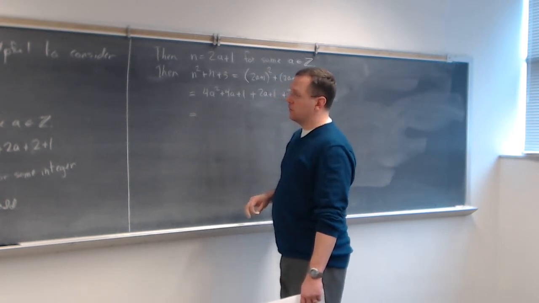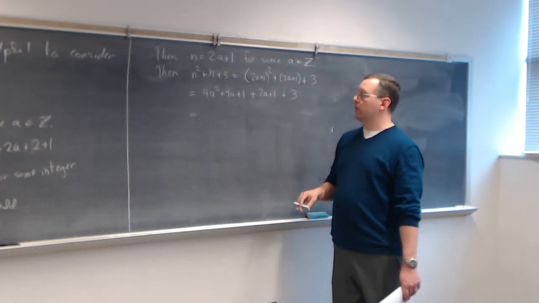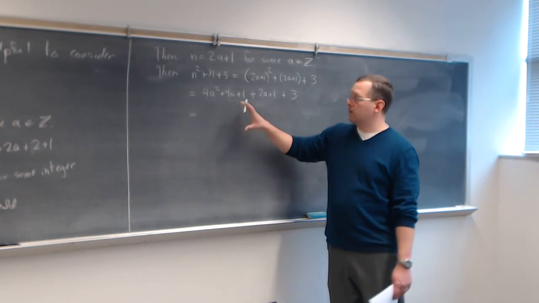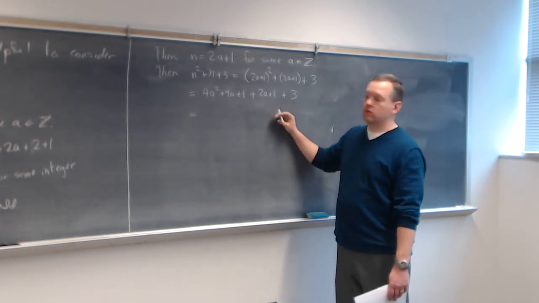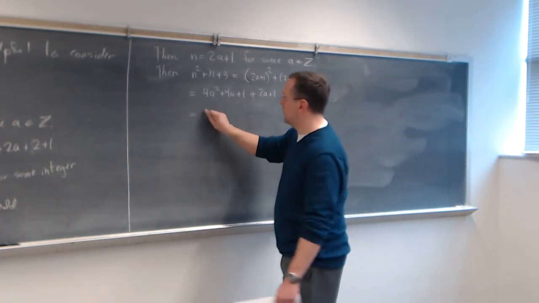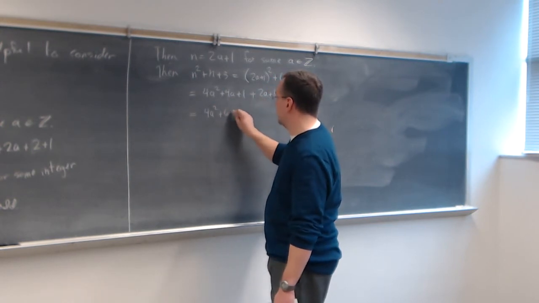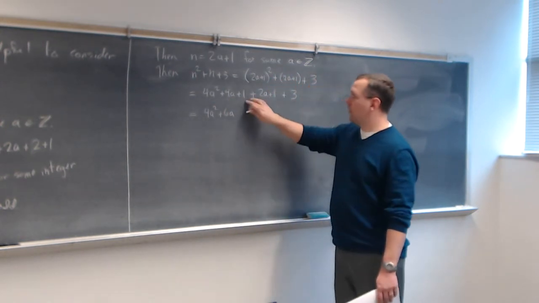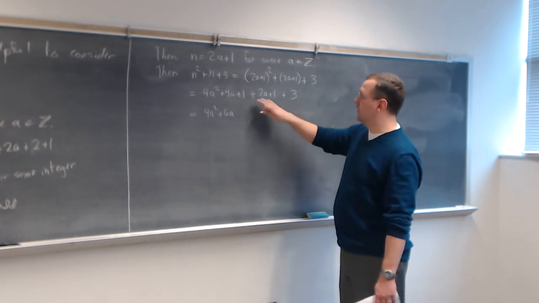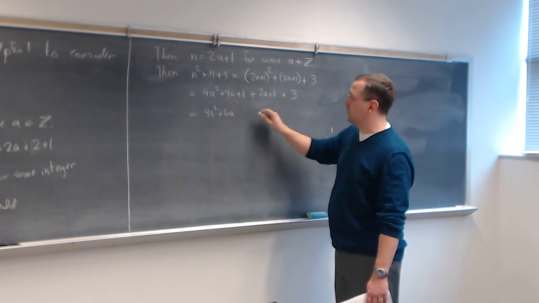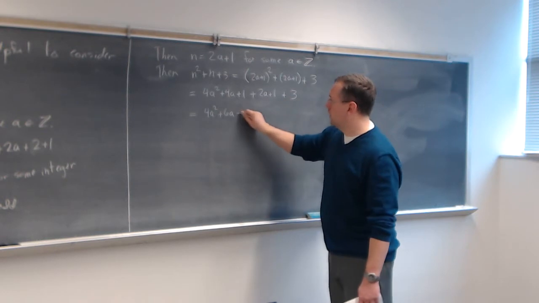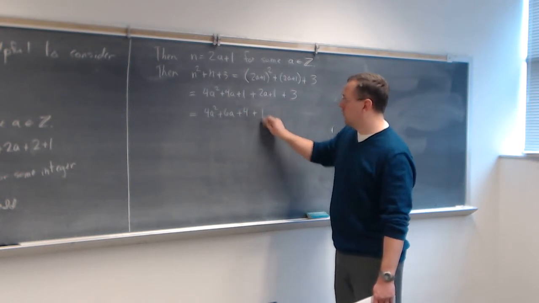Where are we going, right? We're still trying to show this is an odd number, so we still have to get it looking like 2 times an integer plus 1. So I'm going to combine some like terms here. I have a 4a, I have a 2a, so that's plus 6a. I've already got a plus 1, so let me leave that plus 1 out and combine the 1 and the 3 here, so it's like plus 4 plus 1.